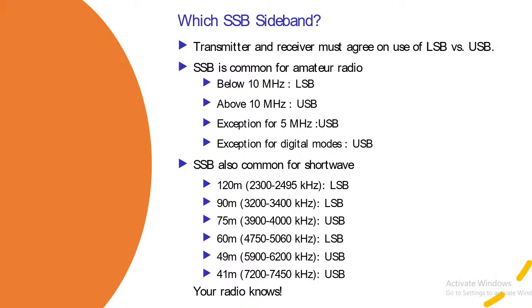SSB is also common in shortwave radio transmission. The 120 meter band, which is 2300 to 2495 kHz, uses LSB. The 90 meter band, which is 3200 to 3400 kHz, uses LSB. These are all given here, so you can know which sideband your radio is using.